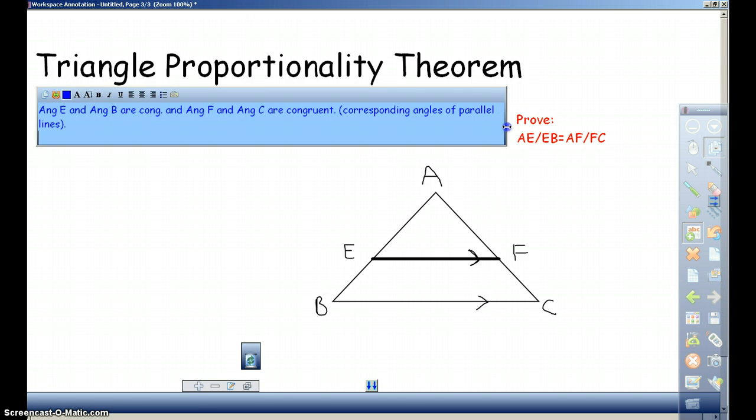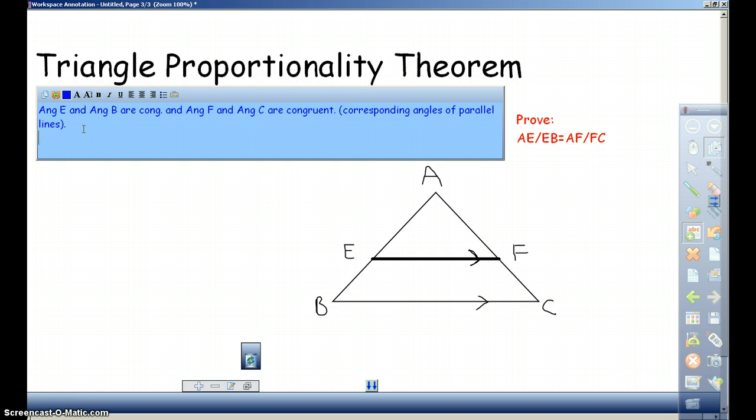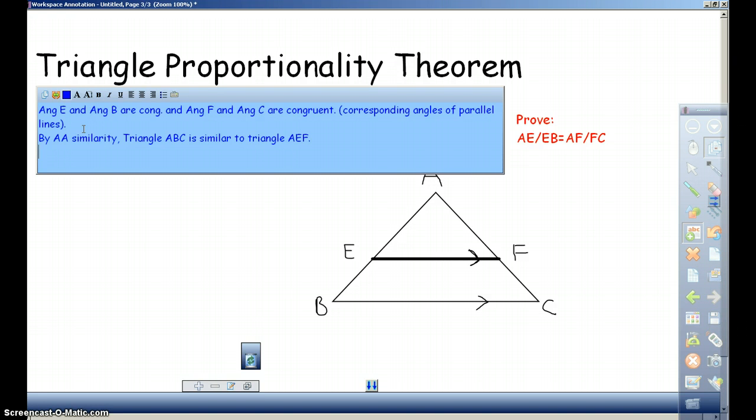So maybe should I mark them congruent? No, because I want to keep typing. But you see what I'm saying. This angle here and this angle here are congruent. This angle here and this angle here are congruent. Well, if those angles are congruent, guess what we have? We have triangles that are similar, right? By angle similarity, triangle ABC is similar to triangle AEF, right?